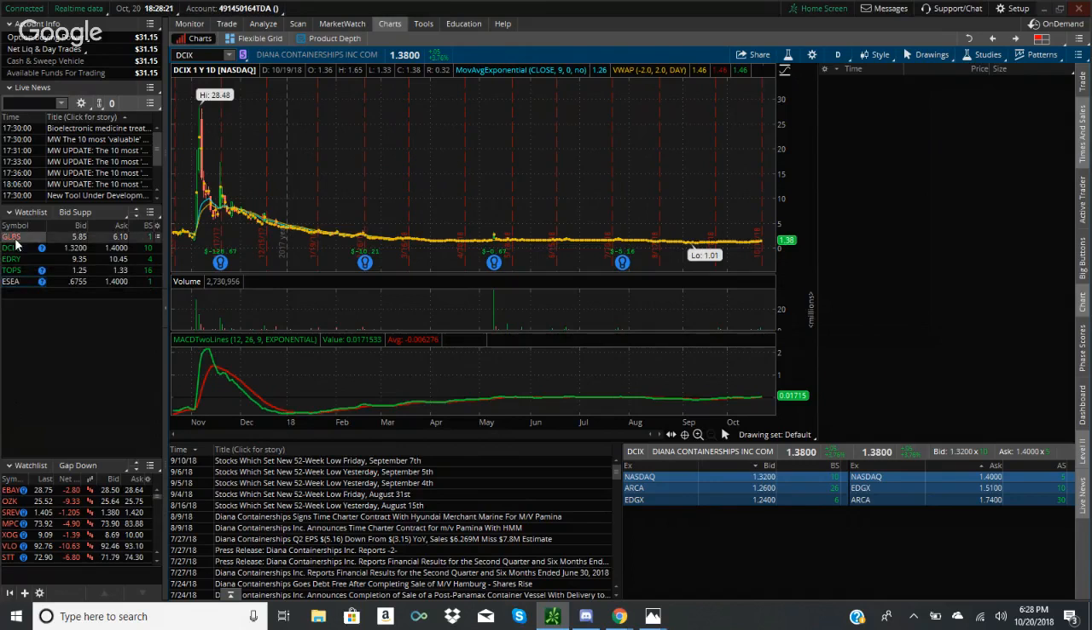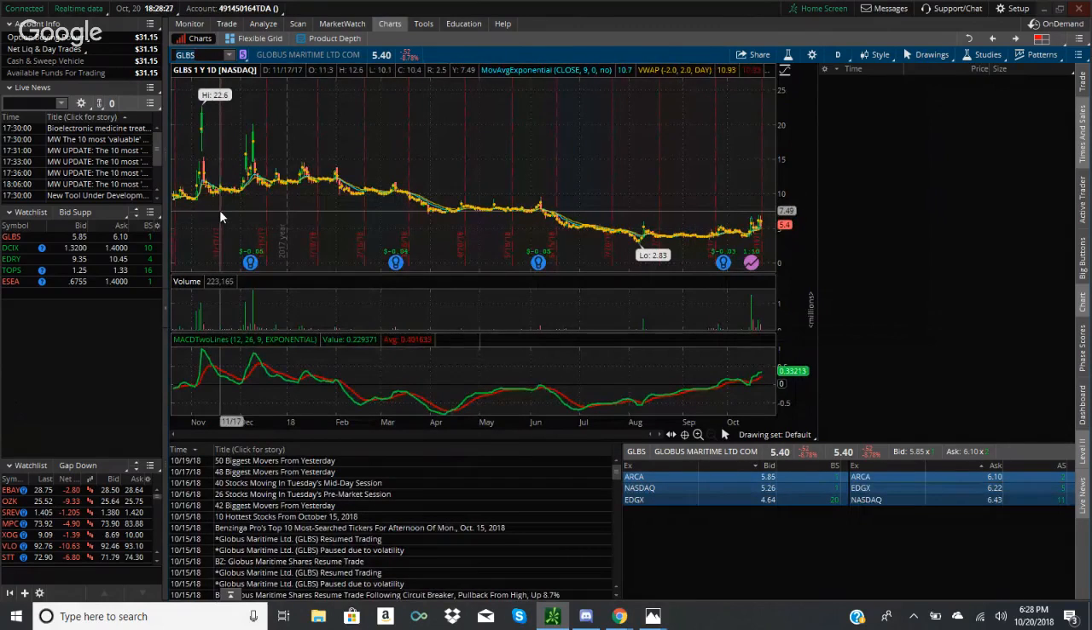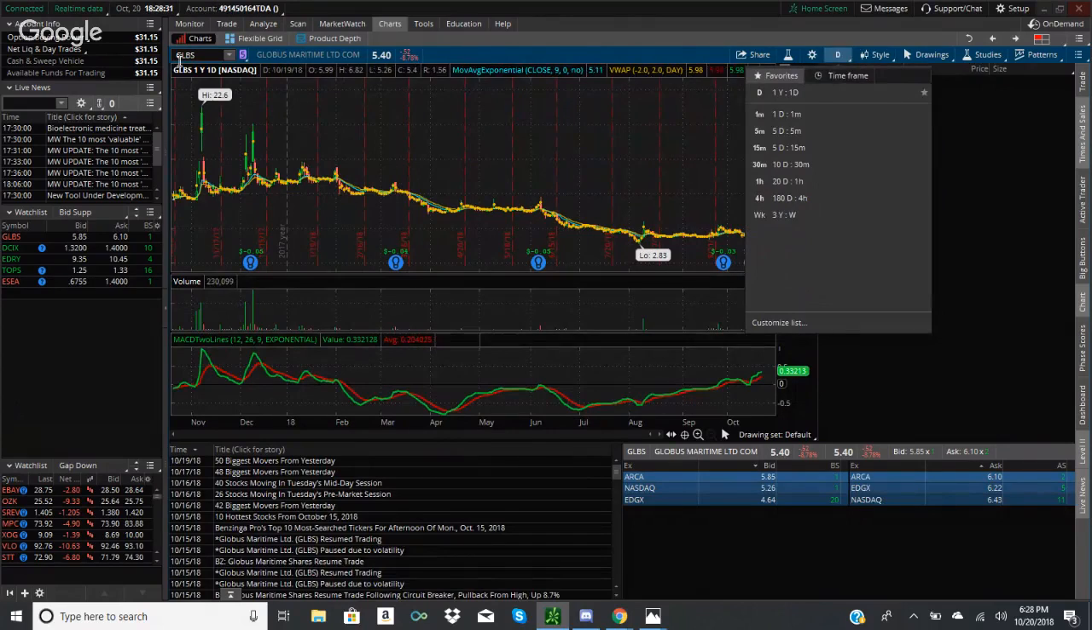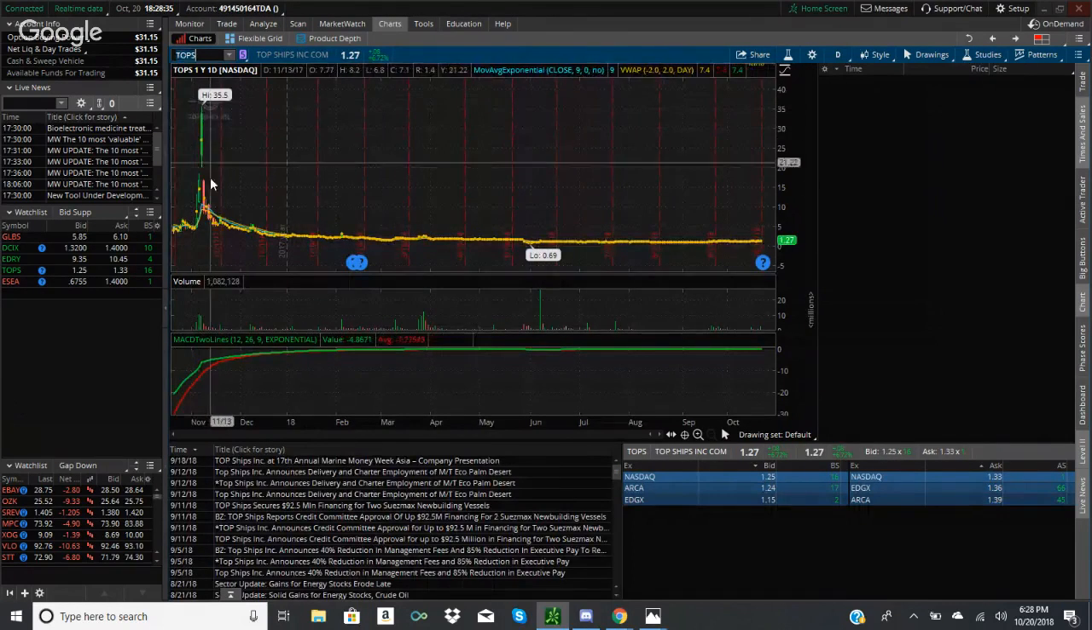All right. I'm going to talk about GLBS real quick. Let me pull this one up. Now, this was a reverse split, so let's just not judge these prices. We'll go to TOPS first. You guys can see TOPS was a big move. This is another reverse split. But basically what happened is TOPS went into a reverse split and then ended up running hard.